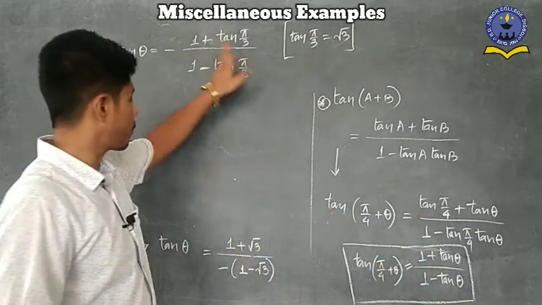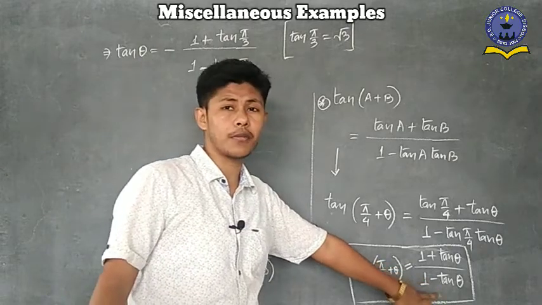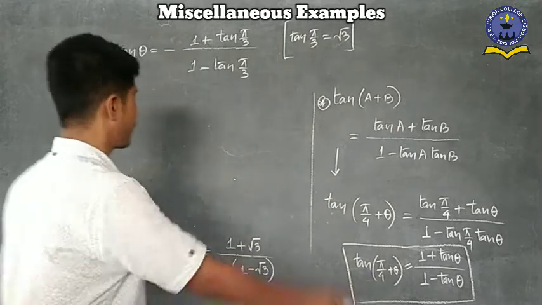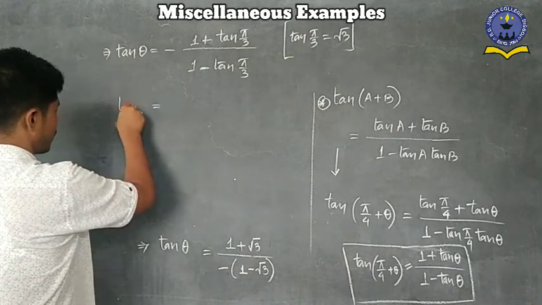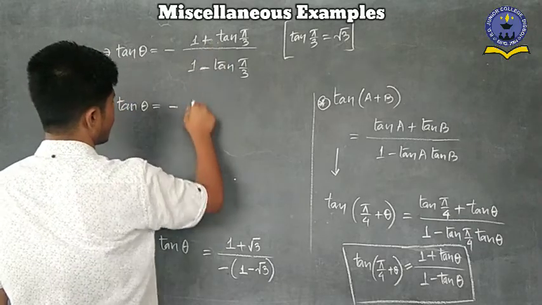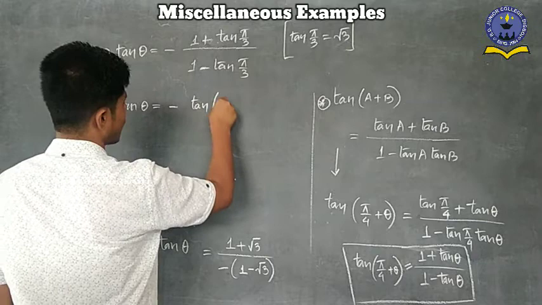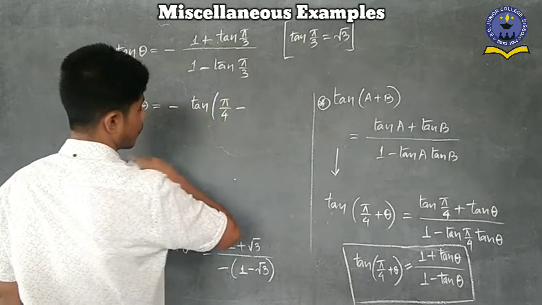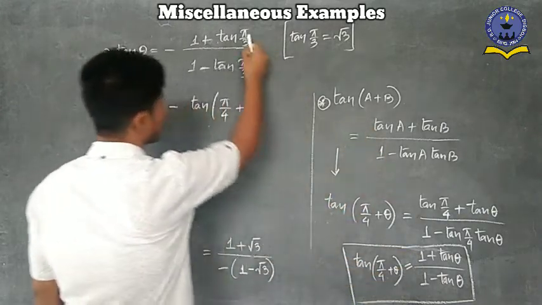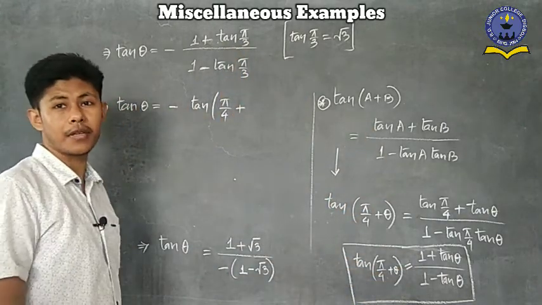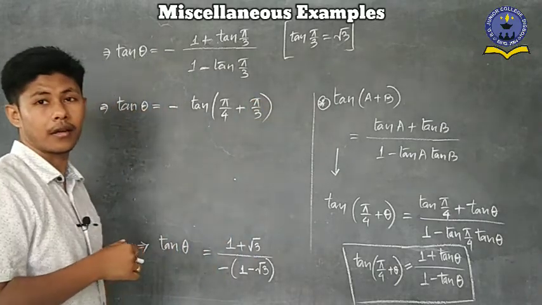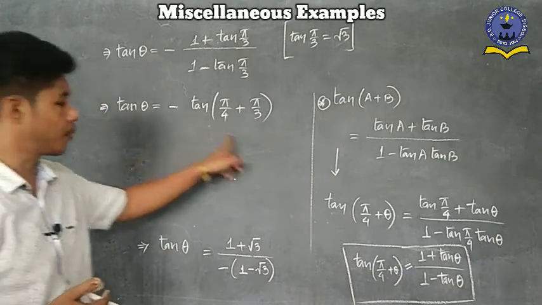If it is of the form 1 plus tan theta over 1 minus tan theta, then in place of this formula what do we write? tan of pi by 4 plus theta. Here also we have to write this same result. So tan theta minus is already there. In place of this one, what you have to write? tan of pi by 4 plus theta, where theta means pi by 3. So that's why we write pi by 3 here. I think all of you understood this one. Which formula do we use here?